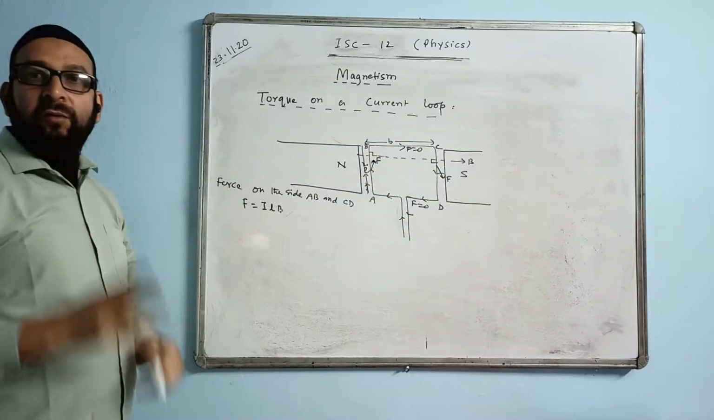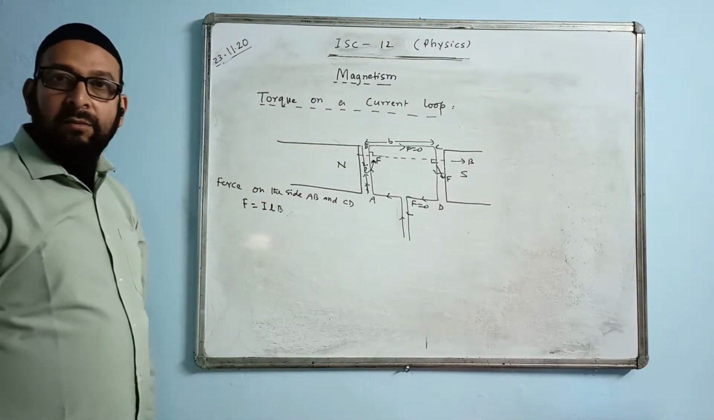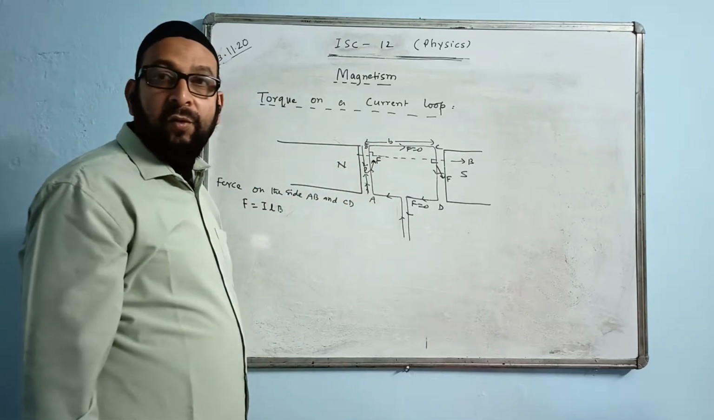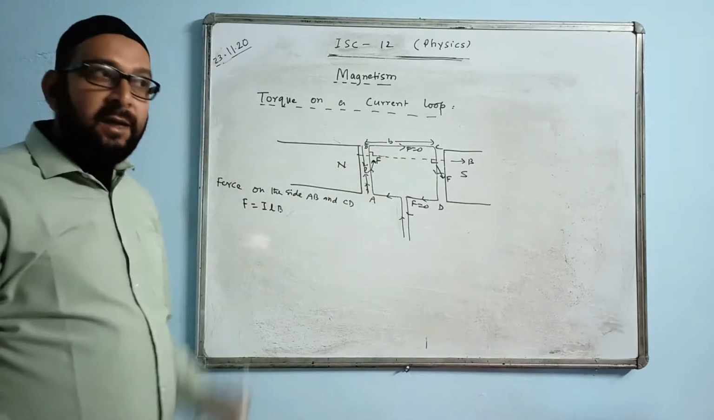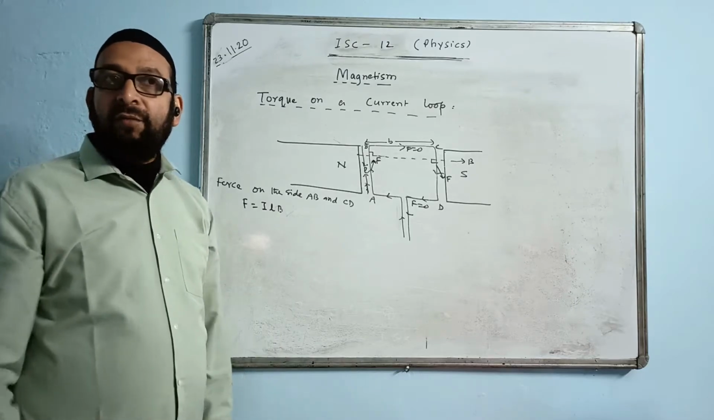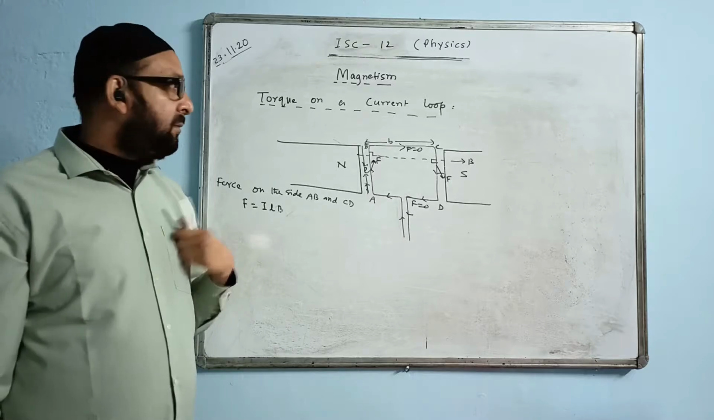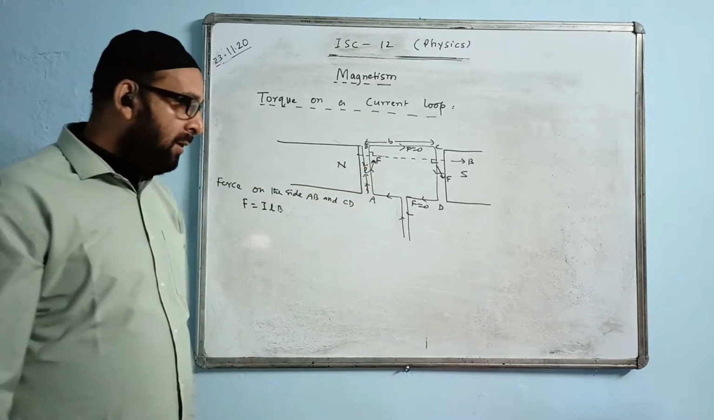You will find the two forces are acting in the opposite direction. One is outward, one is inward. When the two forces act in the opposite direction and they are equal in value, what do they form? They form a couple. A couple will cause a turning effect in the coil about its midpoint.